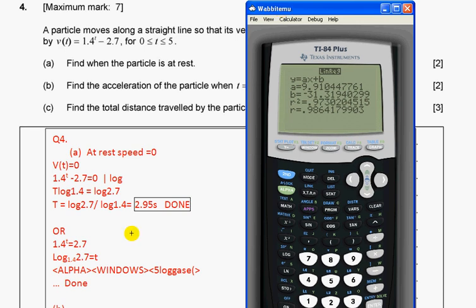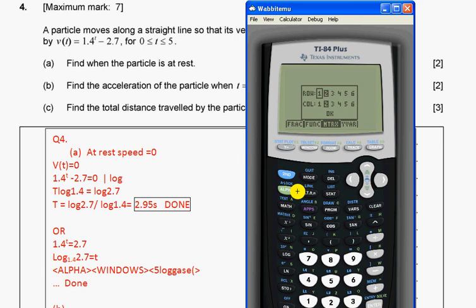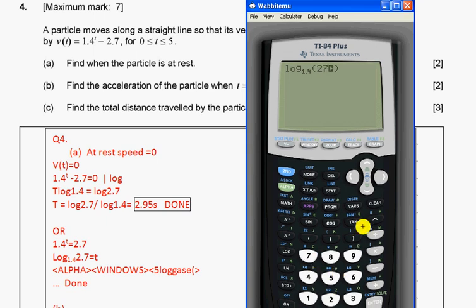How to do it? So let's put here, clear. Alpha, Windows, here we have logarithm with base, line 5. So put here 1.4, move to the right, 2.4, move to the right, enter, and we get 2.95 as before. So this question is done.